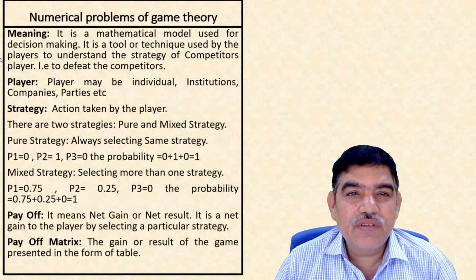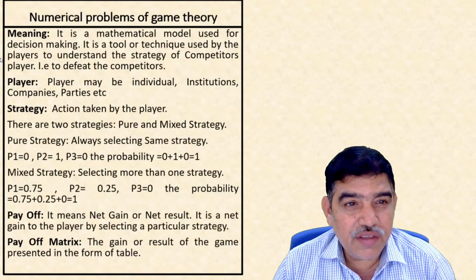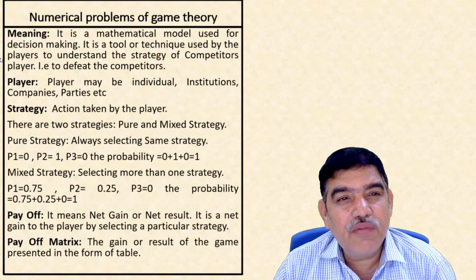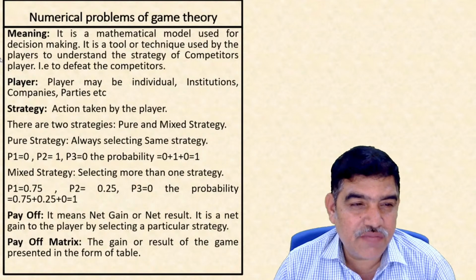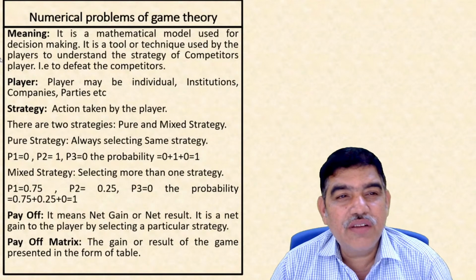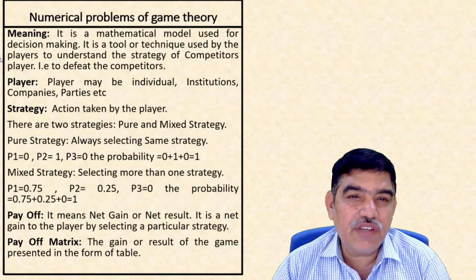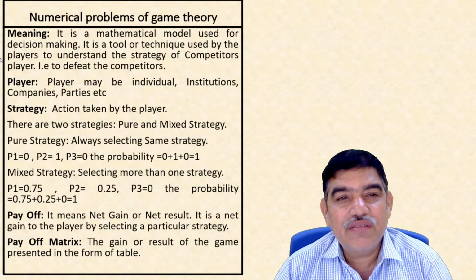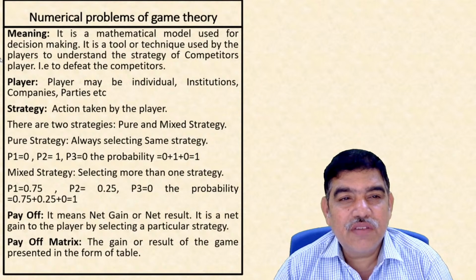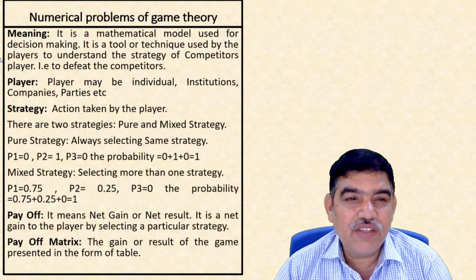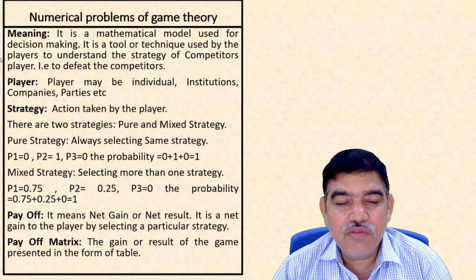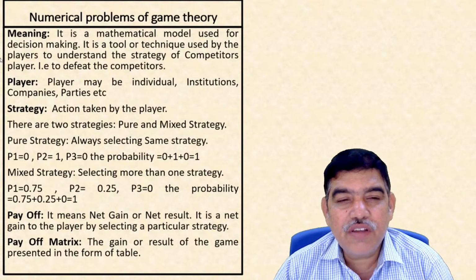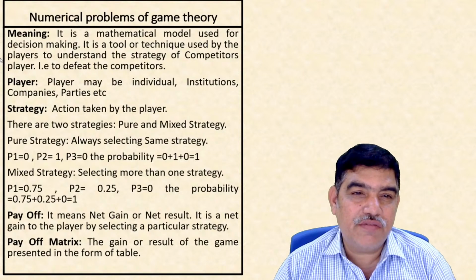Now the numerical problems of game theory. Before we go on to solve the numerical problems of game theory, some terms I am explaining again are very important. Once again, what is actually game theory? Game theory is a mathematical model which is basically used for the decision making process. It is a tool or technique used by the players to understand the strategy of the competing players, meaning how to make your strategy to defeat the competitors. That is the main objective.